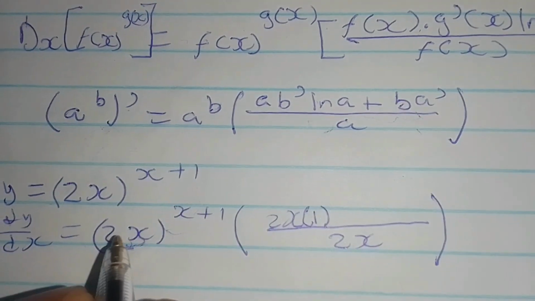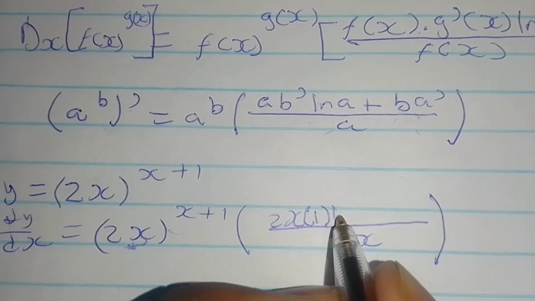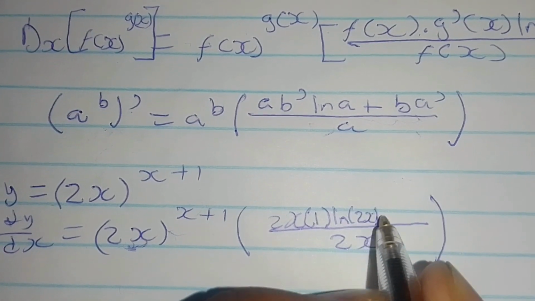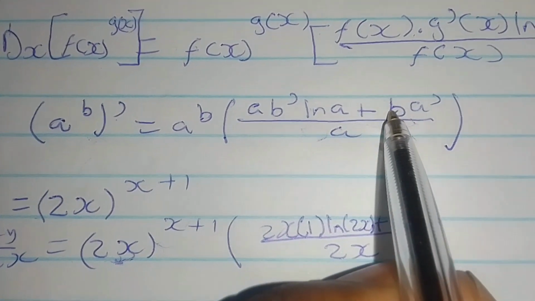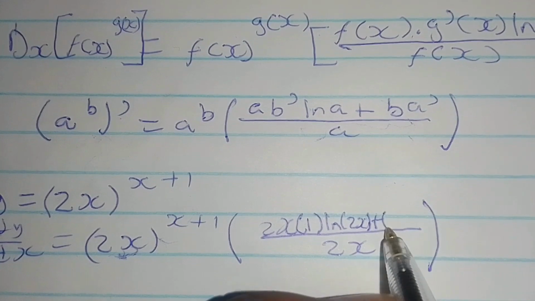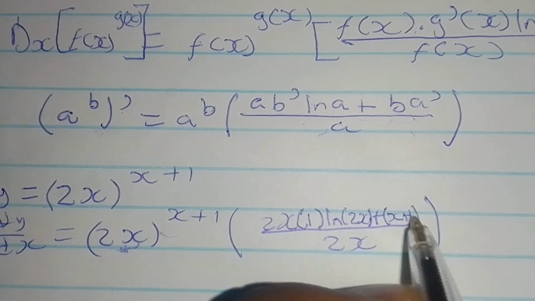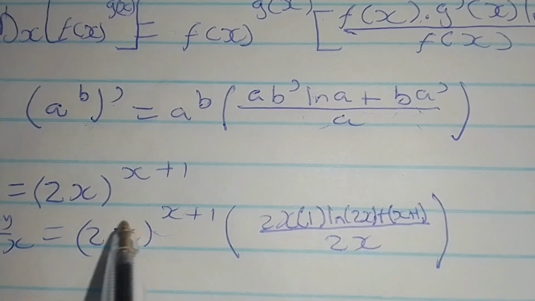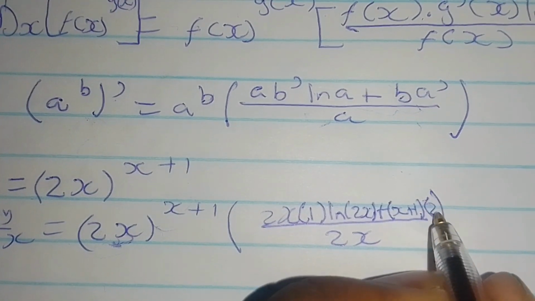Then I have to multiply it by the natural log of this. So I'll have natural log of 2x plus, now I have to have b, which is x plus 1. Then I have to derivate a. The derivative of 2x is 2, so I'm going to multiply this by 2.